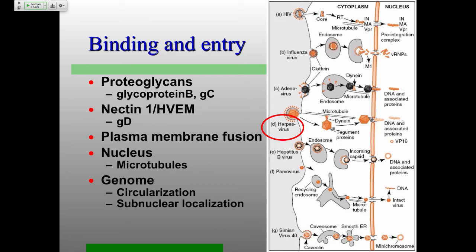VP16 is a really nice example of that because it's a transcriptional regulator. How much transcription is happening in the cytoplasm?